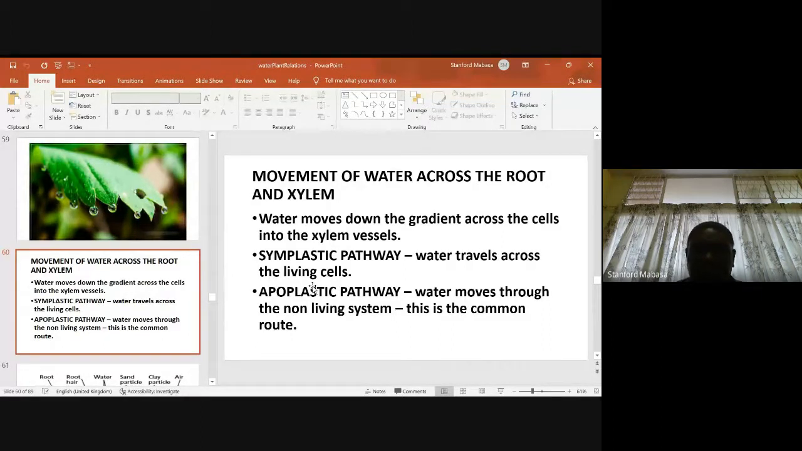Number one, we have what is called the symplastic pathway. In the symplastic pathway, water travels across the living cells, as opposed to the apoplastic pathway, where water moves through the non-living system. And this is the common route. I will have to use a diagram to illustrate the two pathways so that you can understand.